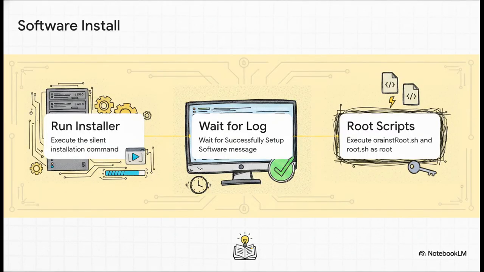Let's walk through what this actual workflow looks like. You run that silent installer command, and it's going to return your terminal prompt fairly quickly. But do not be fooled, it is still running in the background. You absolutely must monitor the installation log and wait patiently for the exact phrase, "Successfully set up software." Only after you see that success message do you switch back to the root user to execute the final orainstRoot.sh and root.sh configuration scripts.